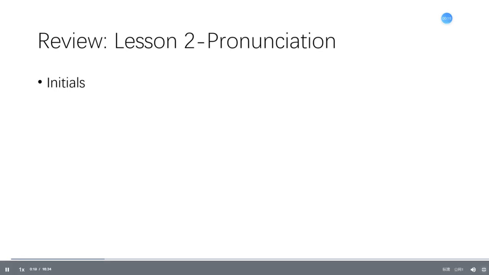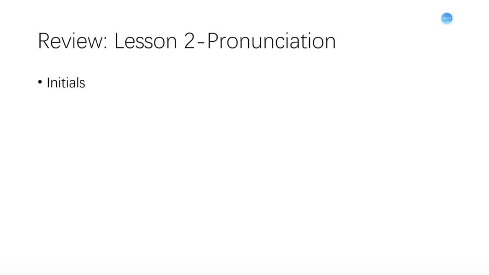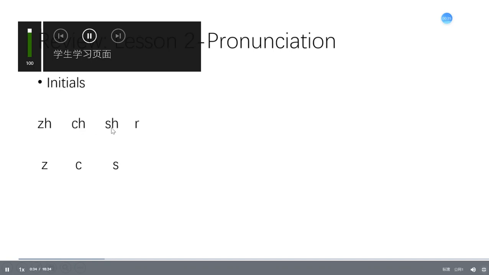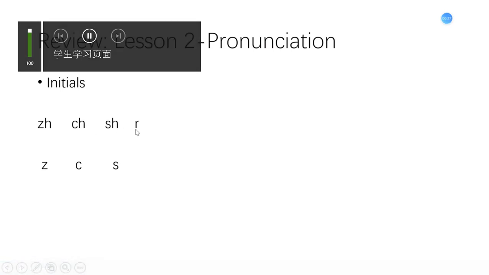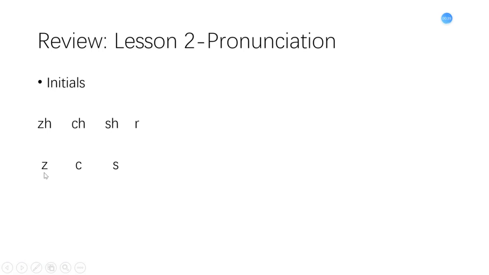So in lesson 2, we learn a new series of initials of the Chinese language. So let's make a review of the initials we learned. Okay, let's read together. The first line, the first group: 知, 吃, 诗, 日. Okay, the second group: 资, 雌, 思.